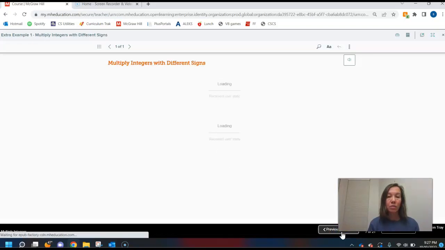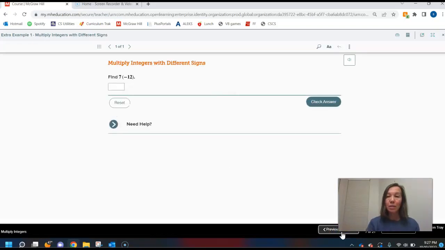Here, we'll do this really quick. If you have 7 times negative 12, again, all we have to do is multiply 7 times 12, which is, do you remember your 12 facts? Because you need to know your multiplication tables. You might want to practice some flashcards to review. But this is 84, and since I have one positive and one negative, then the answer is negative. So anytime you have one of each, your answer will be negative, always.